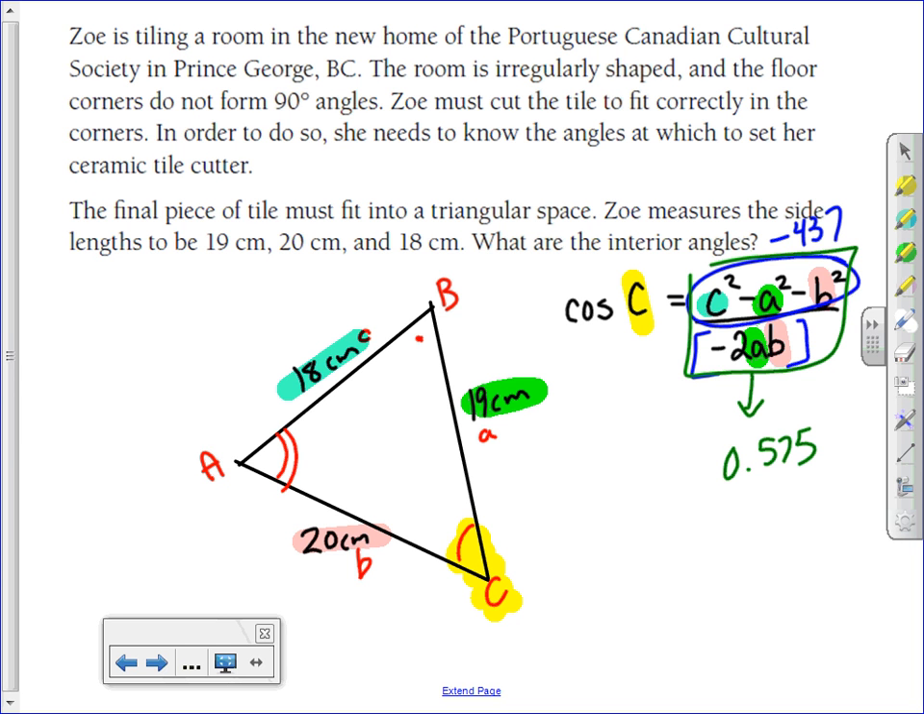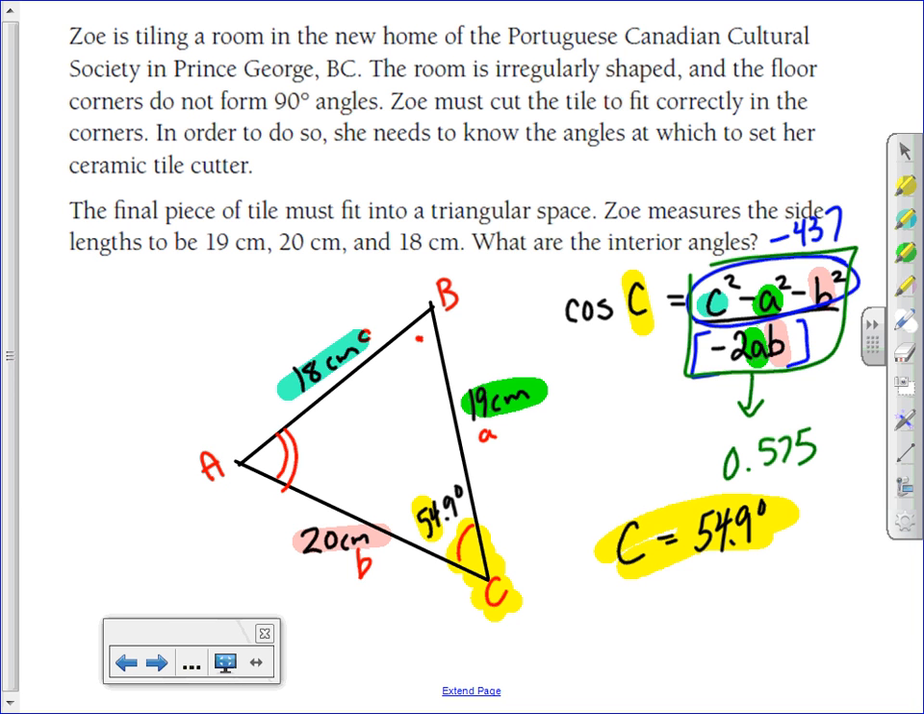And whenever we're looking for an angle, what that means is, on our calculator, it knows that in a right triangle, if the adjacent side over the hypotenuse, which is cosine, is 0.575, what's the measure of that angle? To access that, you press second function or shift, depending on your calculator, and you will find that the angle, in this case angle C, is 54.9 degrees. So now I know this angle is 54.9 degrees.